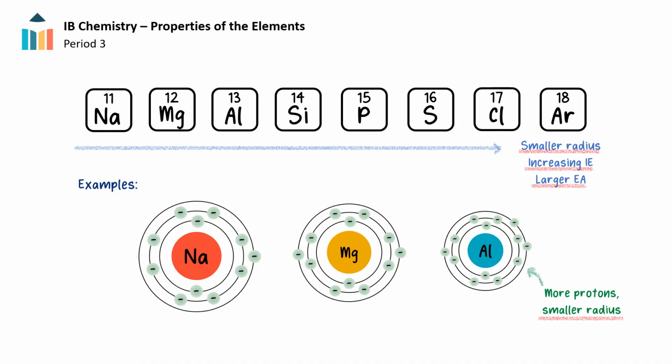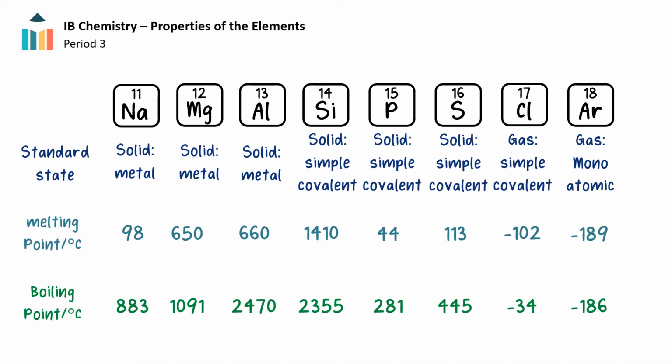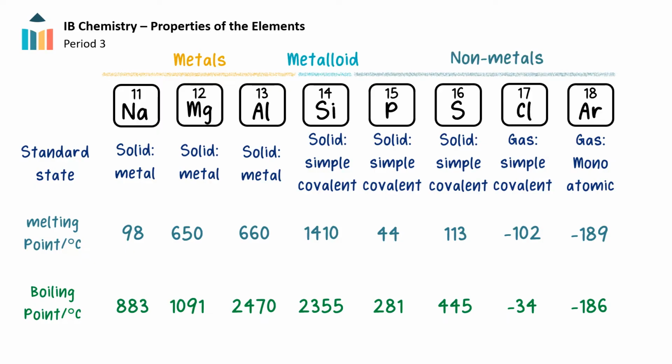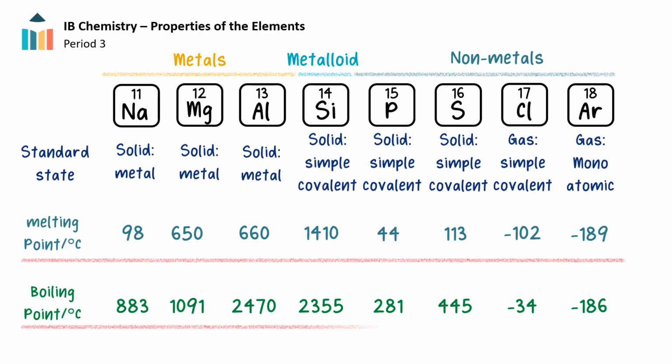This increased attraction between the valence electrons and the nucleus causes the ionization energy to increase, and the electron affinity also becomes larger. The elements to the left of period 3, sodium to aluminum, are metals, while those to the right, phosphorus to argon, are nonmetals. Silicon is a semimetal, otherwise known as a metalloid. The melting and boiling points of the elements are shown.